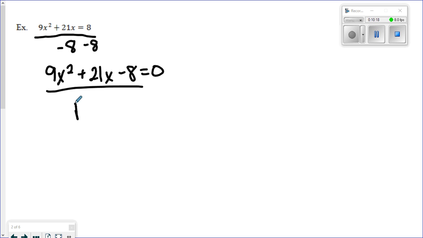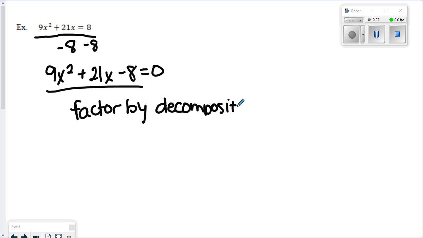So we're going to factor this by decomposition. So again, if you want to do it by your box method, give that a try. Maybe pause the video and make sure that you get to the same value as me. But again, we want to write it as a product of two binomials, so we want to factor that out.